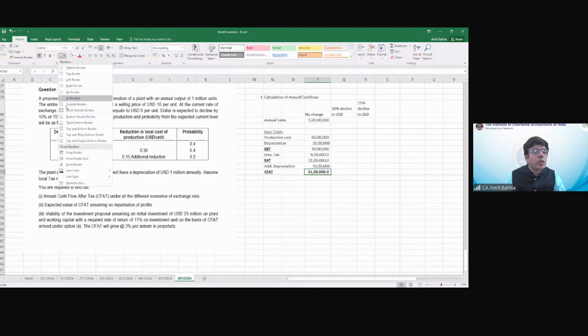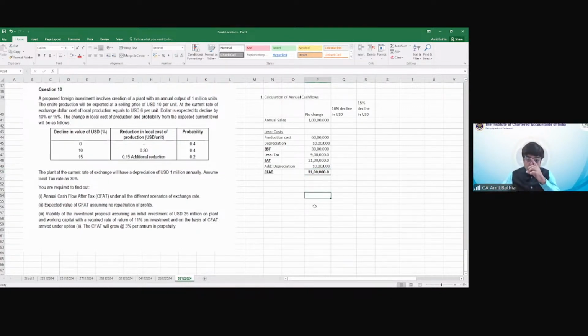This is if there is no change in USD value. Are you with me? All right. Now, pay attention. My no change case is already done. So now I need to work on what will be my annual sales. If there is a 10% decline in USD, I'm not going to make any changes in the sales price. So that remains the same.